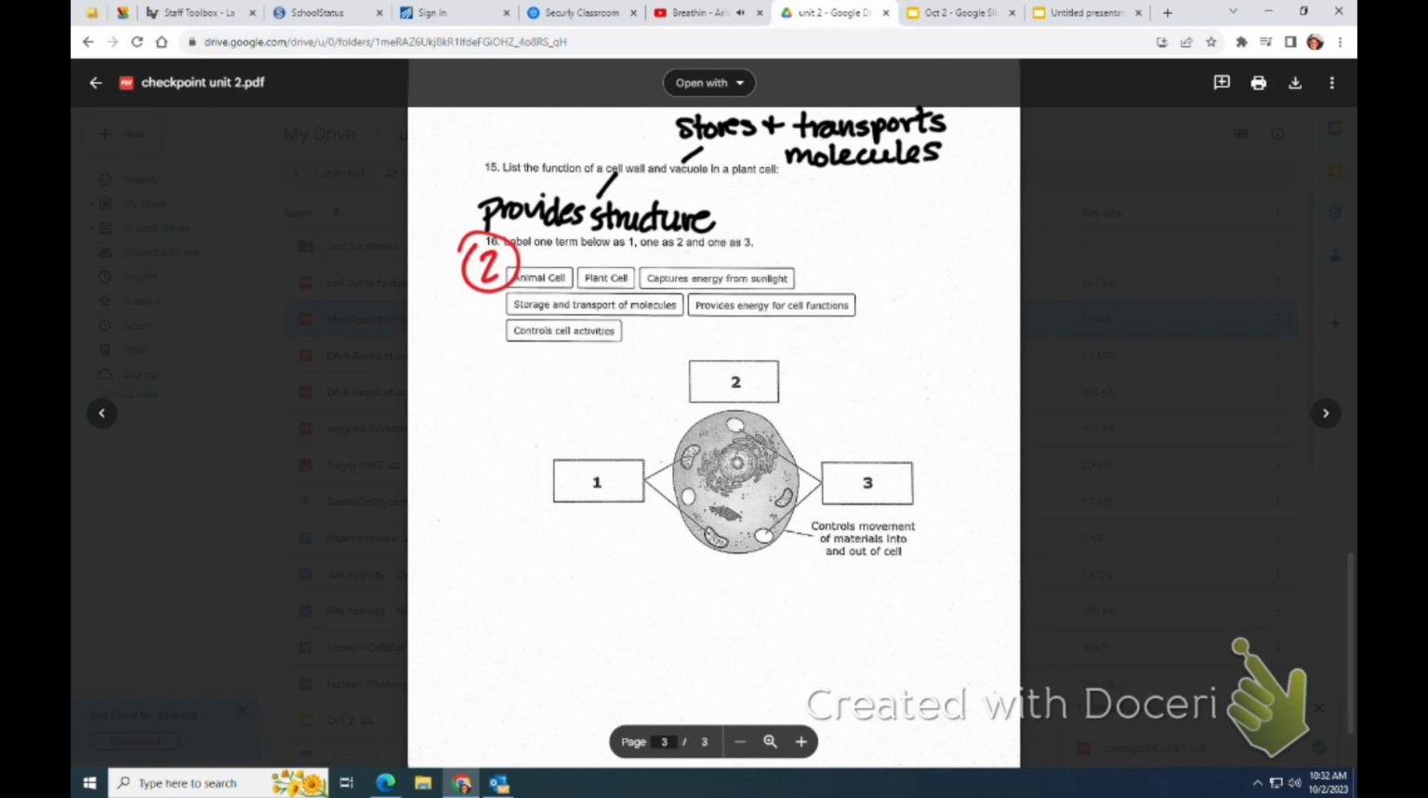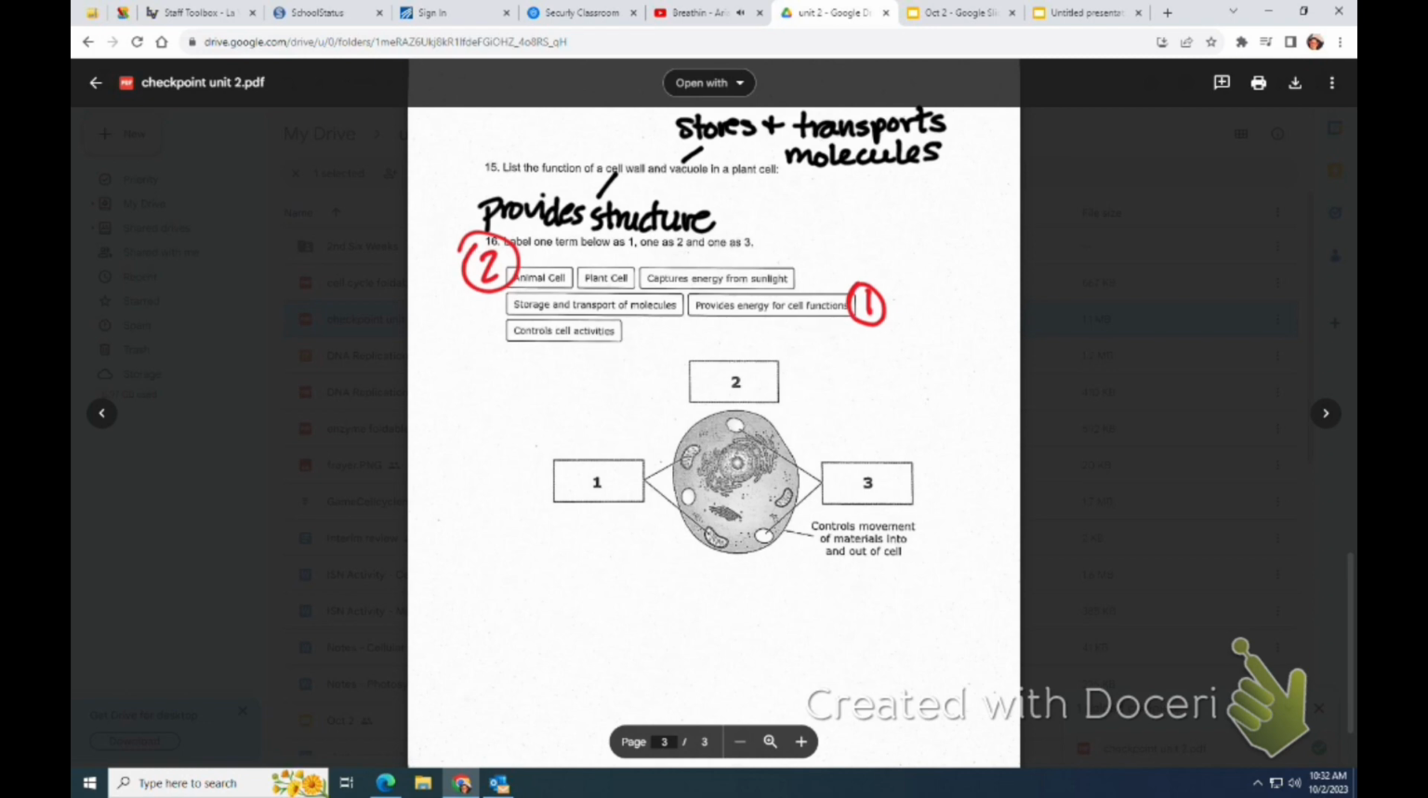Who can tell me what word should go in number 1? So that's the mitochondria. What do we know that mitochondria does? It's the powerhouse, which means it provides what? Energy for cell function. There we go. So that should be number 1.